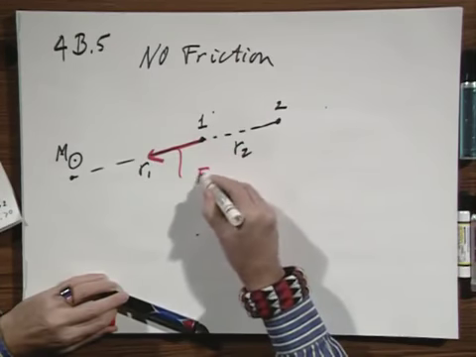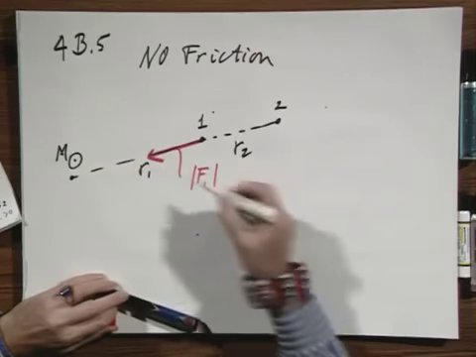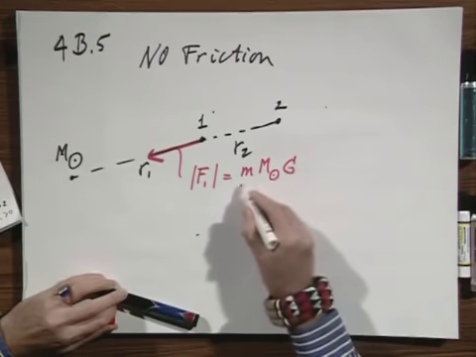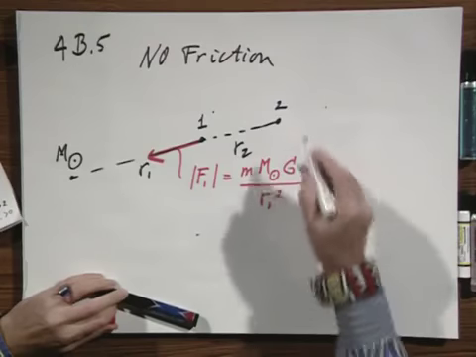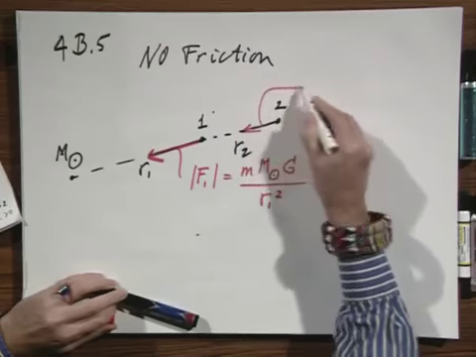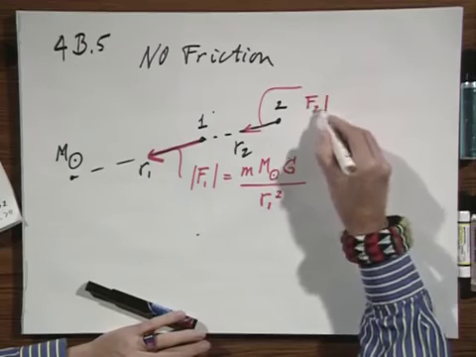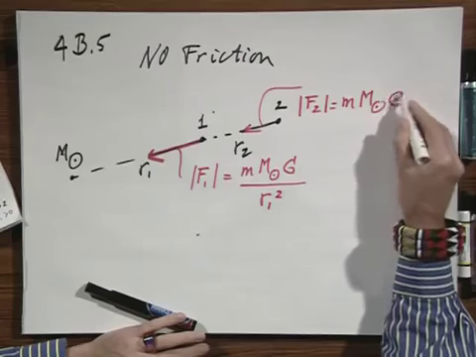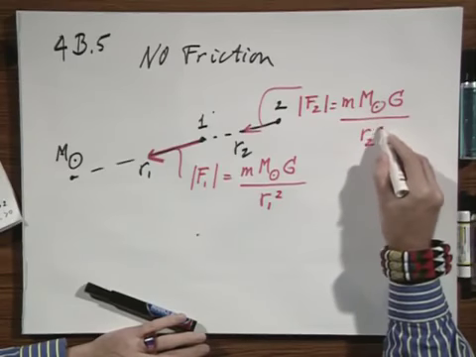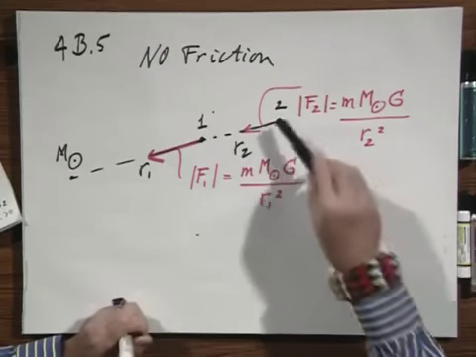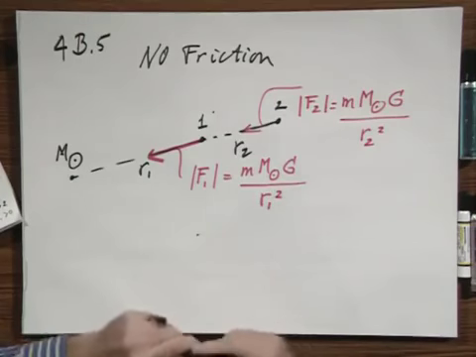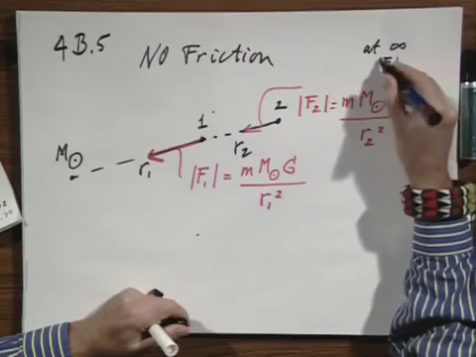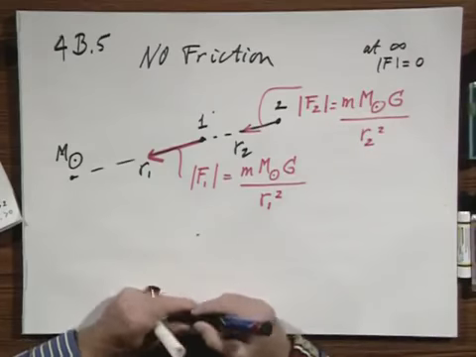This is F1. It's radially pointing towards the sun, and the magnitude is m times the mass of the sun times G divided by r1 squared. And this force, which is smaller because it's farther away from the sun, F2, equals m times the mass of the sun times the gravitational constant divided by r2 squared. And when I go all the way to infinity, the gravitational pull from the sun equals 0, because 1 over r squared becomes 0.